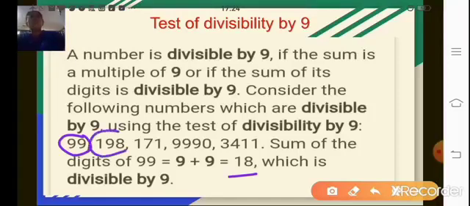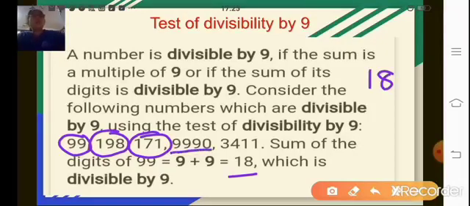Now let us take 198. Now 198, when you add 9 plus 1 is 10, 10 plus 8 is 18 again you are getting. Correct? So 18 can easily be divided by 9. 9 2s is 18. So 198 is also divisible by 9. Now let us take this number 171. 1 plus 7 is 8, 8 plus 1 is 9. 9 itself is divisible by 9. So we can say that 171 is also divisible by 9.